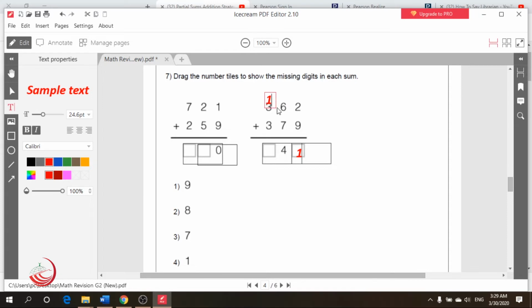It's easy. So let's count now. 1 plus 3 equals 4. 4 plus 3 equals 7. Such a good job. Let's go to the second problem.